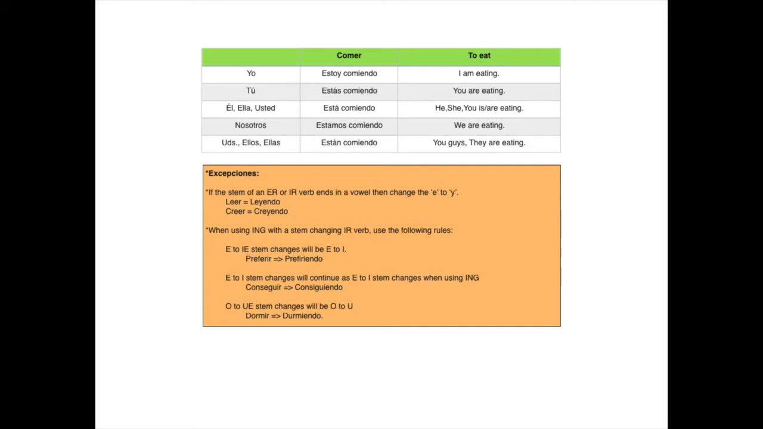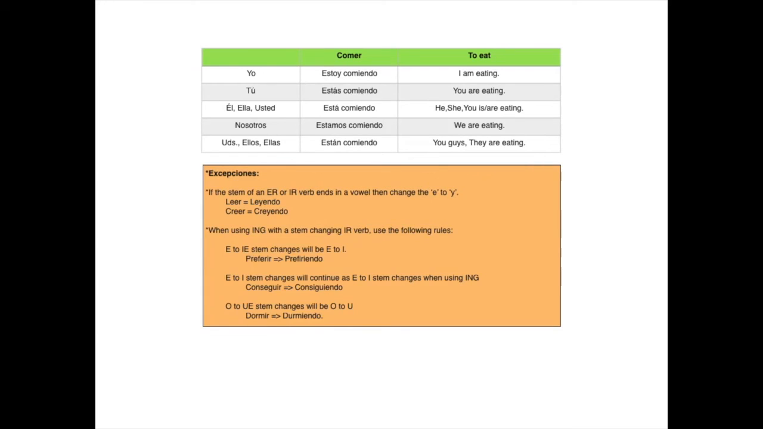Now, when using the ing with a stem changing IR verb, there's a small set of IR verbs that are stem changers. So if we have an IR verb and it happens to be an E to IE stem change, like with preferir, we're going to pull that IR off, and we're going to add the iendo, right? But we're still going to do a stem change. Instead of an E to IE, we're going to do E to I. So we're going to say prefiriendo, right?